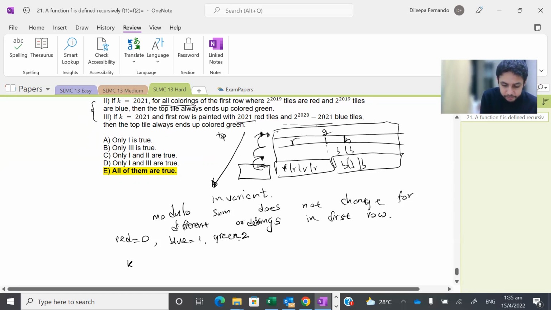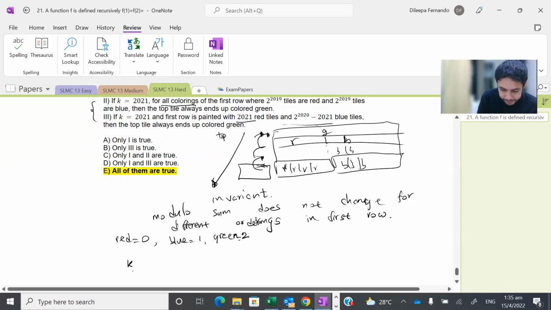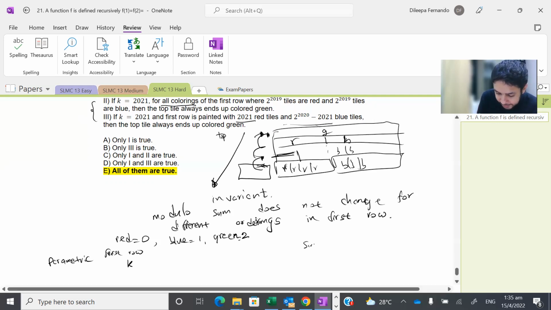So let's see the first case. If the modular sum for the first case is k, now we are going to have a parametric equation. If the first row is k, what is the second row? Can you see that? If the first row is k, let's take two scenarios. Let's say we have similar cells.